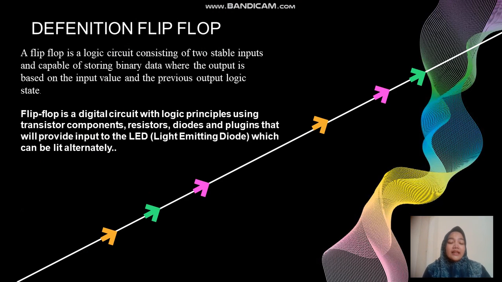Next, I will tell you the definition of a flip-flop. A flip-flop is a logic circuit consisting of two stable inputs and capable of storing binary data, where the output is based on the input value and the previous output logic state. A flip-flop is a digital circuit with logic principles using transistor components, resistors, diodes, and plugins that will provide input to the LED, light emitting diode, which can be lit alternately.